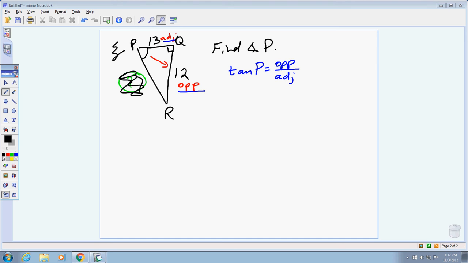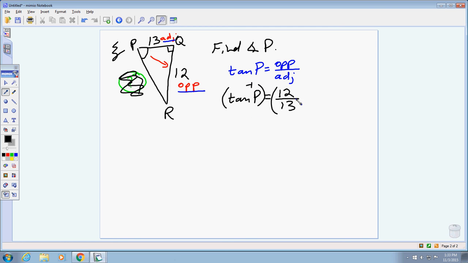Step 2, sorry, step 2 is figure out which trig ratio. We did that. Step 3 is substitute our values. So the tan of angle P equals 12, my opposite, over the adjacent, which is 13. So now I've got to pump that into my calculator because it says solve, remembering the second function button. So I got a second function, tan.